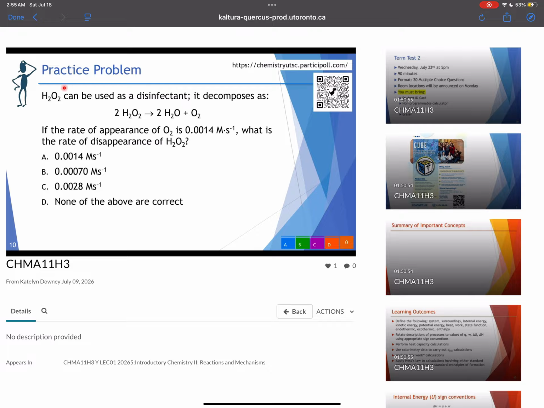So this question states that H2O2, hydrogen peroxide, can be used as a disinfectant, and it decomposes in this reaction. So H2O2 decomposes to give us water and oxygen. If the rate of appearance of oxygen is 0.0014 molar per second, what is the rate of disappearance of hydrogen peroxide? And you can either calculate this one, or you could probably logic this one out.